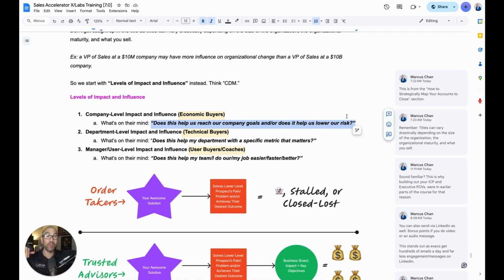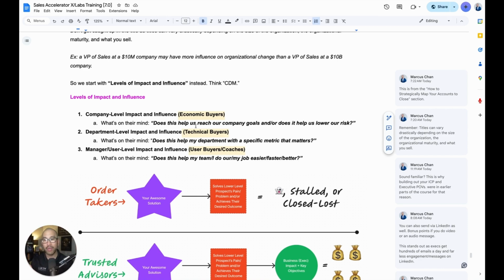Even at the SVP level, they had like hundreds of reps in their organization. It was wild, okay? So next we have the department level impact. These are the technical buyers. So they can't say yes to you, but they can say no to you. They typically are the ones evaluating it, right? And they make decisions that impact the whole department or division, all right?